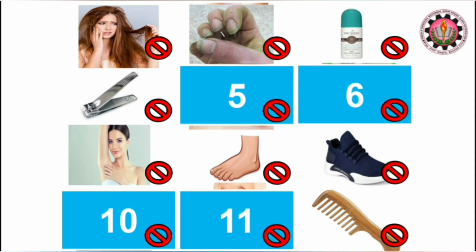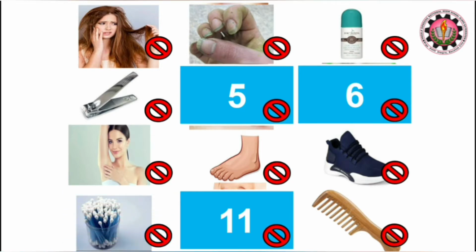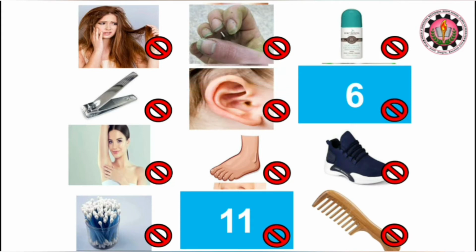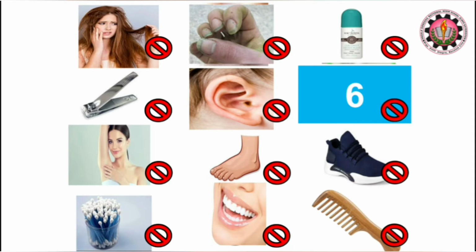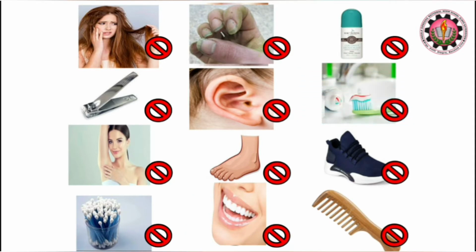That's correct. A deodorant for our underarm. Can you give us another pair of numbers? That's 10 and 5. That's correct. Cotton buds for our ear. And a mouth needs a toothbrush. That's correct.